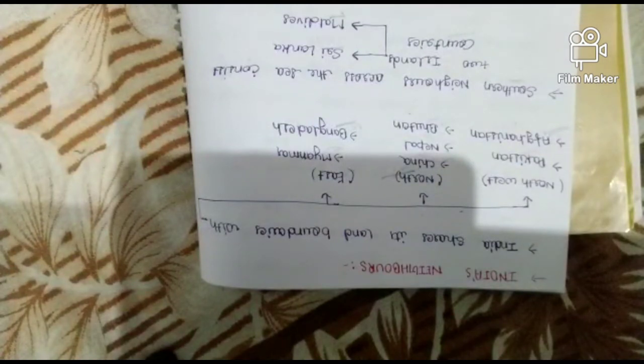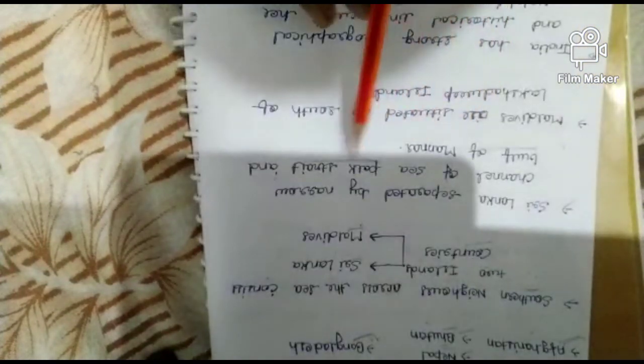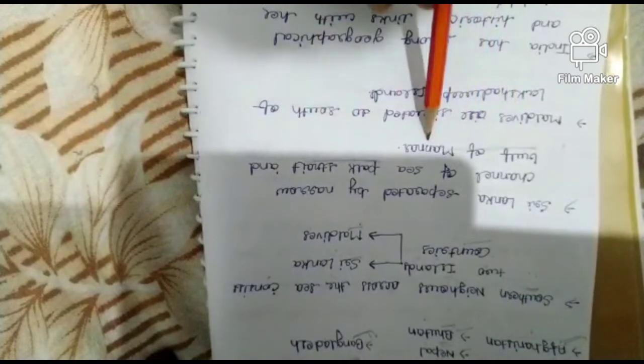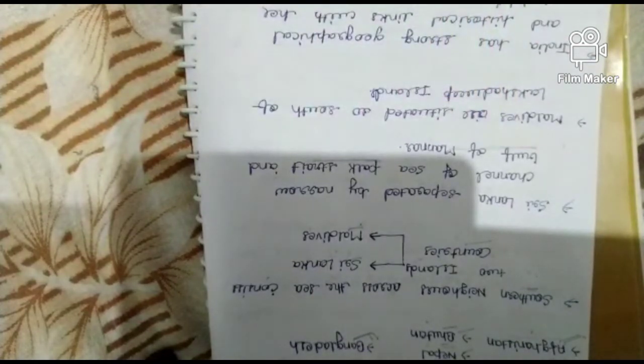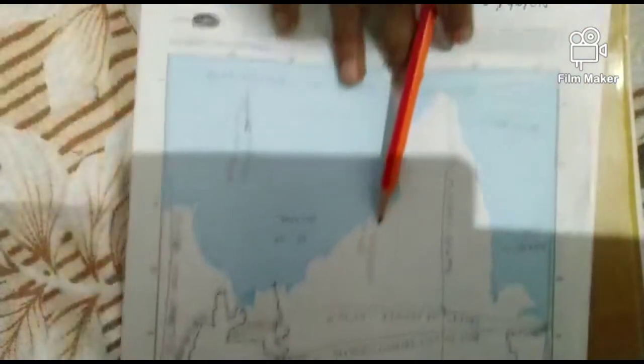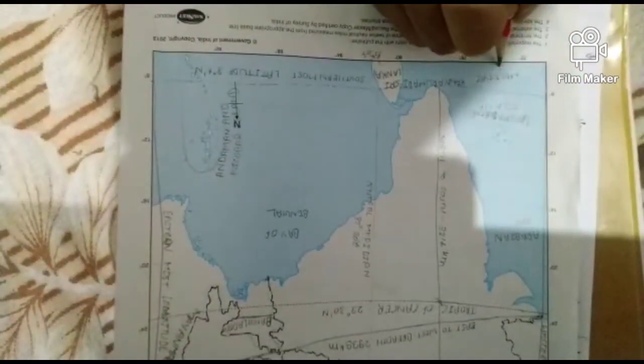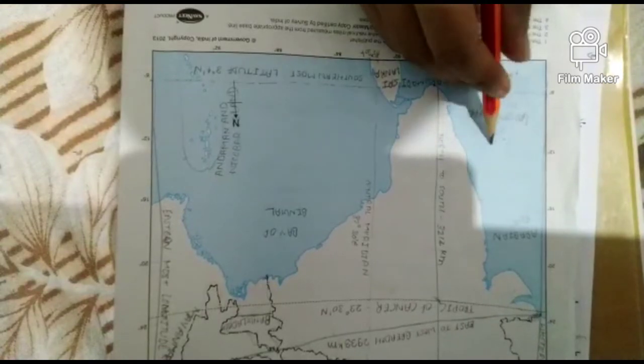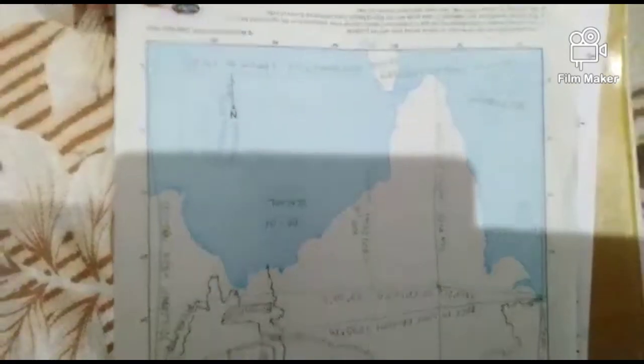Sri Lanka is separated by a narrow channel of sea, Palk Strait and Gulf of Mannar. Palk Strait separates India from Sri Lanka, and it is the connecting strait between India and Sri Lanka. Maldives are situated south of Lakshadweep Island.